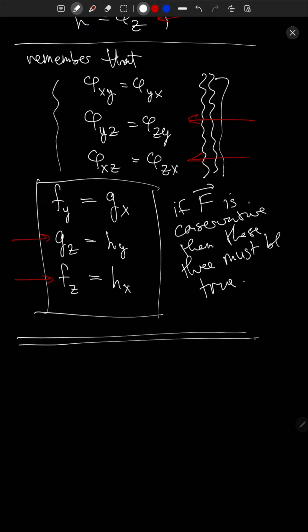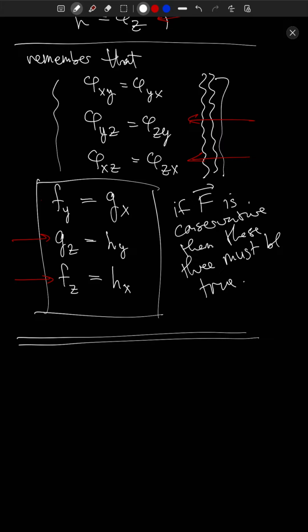In any case, from this simple observation, that partial derivatives can have any order, we know that if f is conservative, then these three things have to be true. And so if one of them is not true, definitely not conservative. But that's not the ideal situation. What we would really like is a criterion that says, if this is true, then it's conservative, as opposed to if this is not true, then it's not conservative.